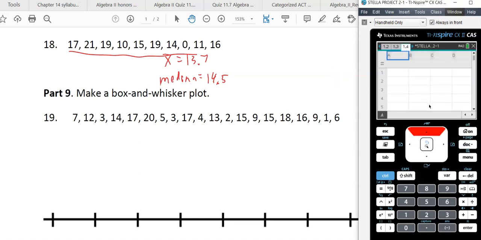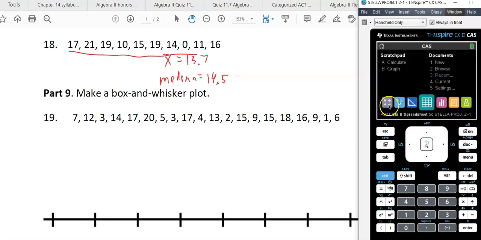I'm going to call this a data box because we're doing a box plot with it. And I'm going to type it in: 7, 12, 3, 14, 17, 20, 5, 3, 17, 13. Okay, typed all in. Notice the last cell I went out of, which is good.